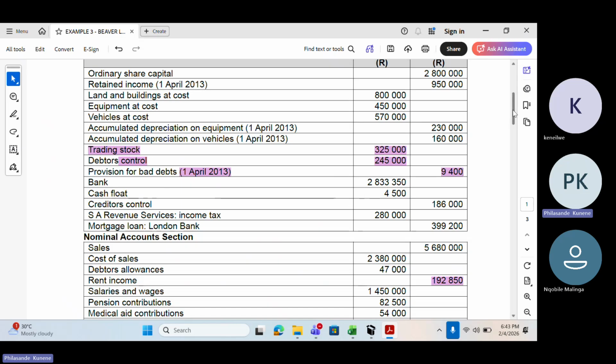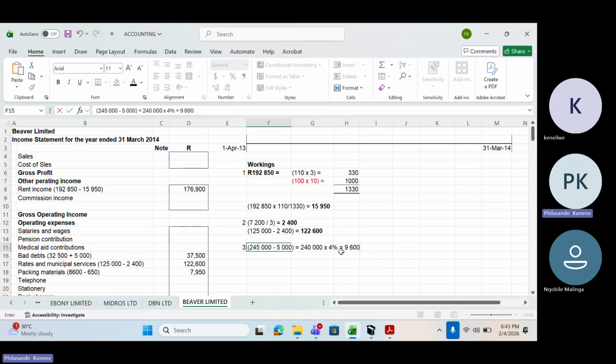Let's go and check how much we have in our trial balance. We're having 9,400 rands there. So we have to increase it to 9,600. So which means now I'm going to say 9,600 minus 9,400. And then how much am I going to get here? I'm going to get the 200 rands, right? This is a provision for bad debt adjustment, which is 200 rands.